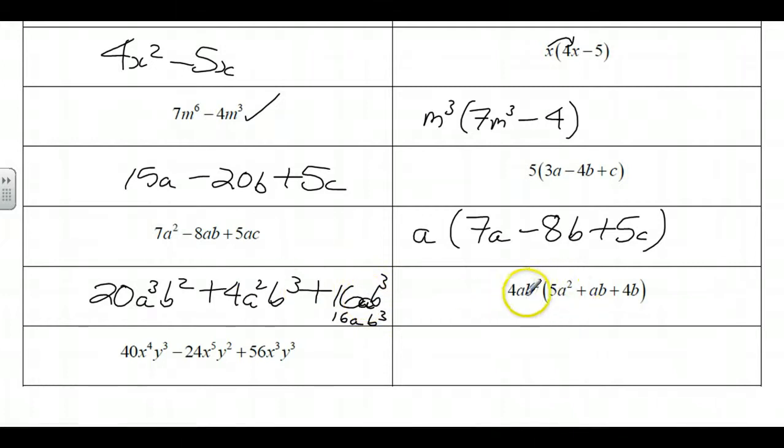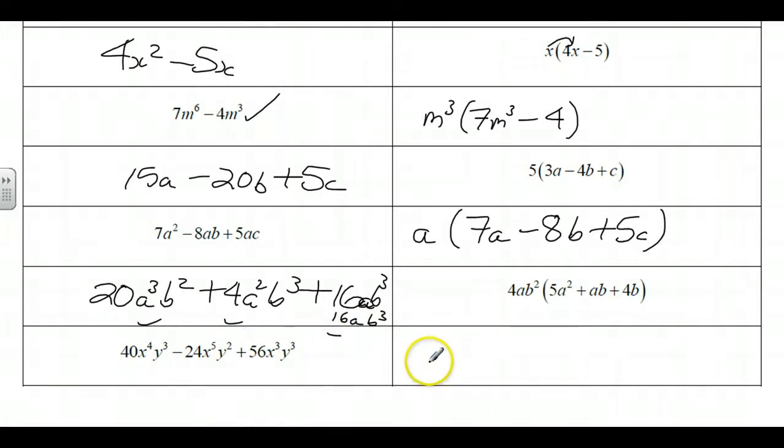One more time. 4 times 20. A times a squared is a cubed. B squared plus 4 a squared b cubed plus 16 a b cubed. Yes. Check, check, check. And this needs to be factored.